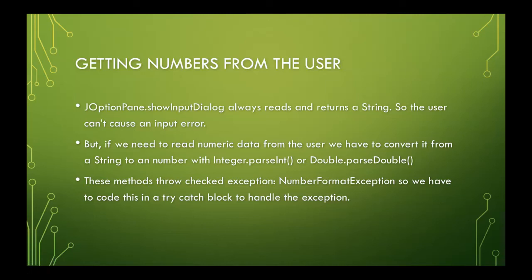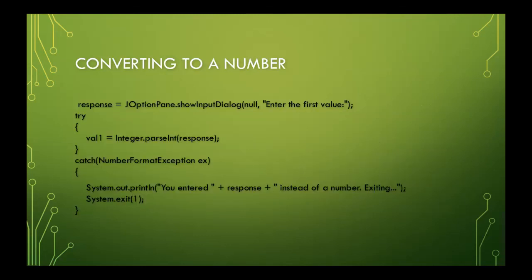Now, one problem with these methods is they throw a checked exception called NumberFormatException. And we talked about this: when you code and you have a method that throws a checked exception, you have to code against that. So we have to use a try-catch block, or we have to throw the exception to code that handles it. So what I'm going to show you now is how to use this in the context of the try-catch block.